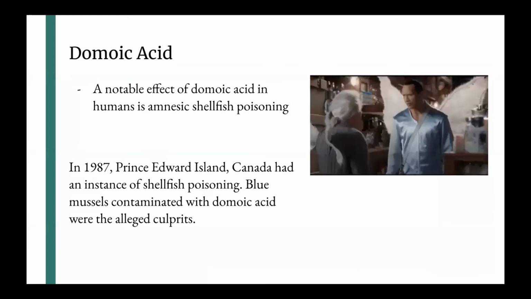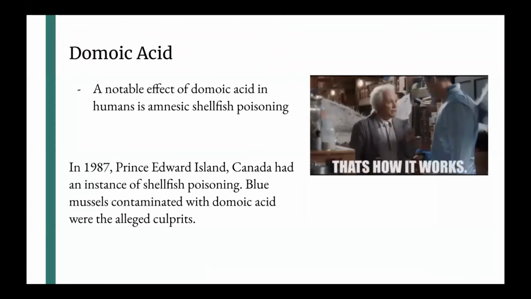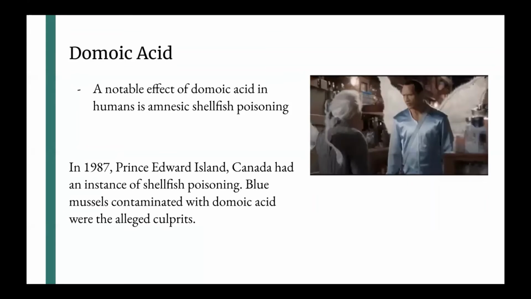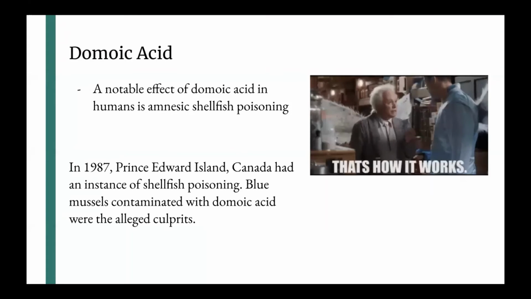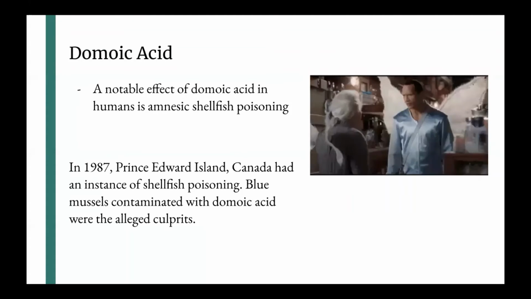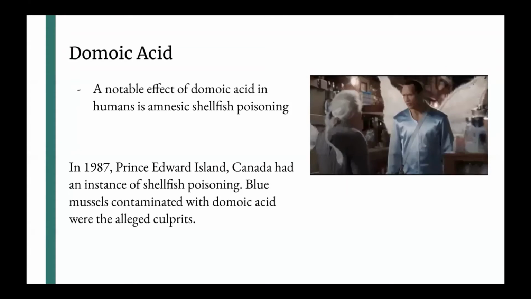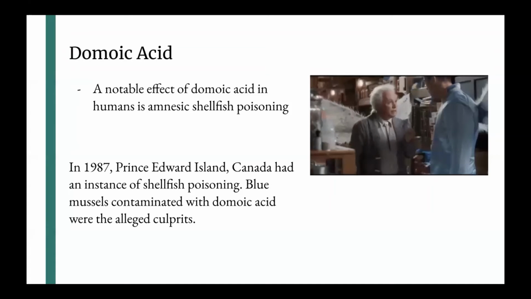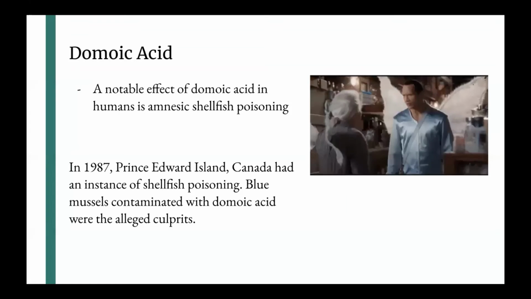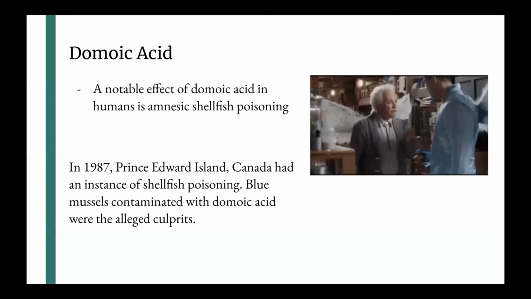A significant effect of domoic acid on the human body is amnesic shellfish poisoning. This occurs by a buildup of domoic acid through the consumption of contaminated shellfish. Amnesic shellfish poisoning can result in permanent short-term memory loss. Such a case was seen in 1987 on Prince Edward Island in Canada, which is the first reported case of amnesic shellfish poisoning. In this case, people had died due to eating blue mussels contaminated with domoic acid. So now that we know about domoic acid, how is it made?